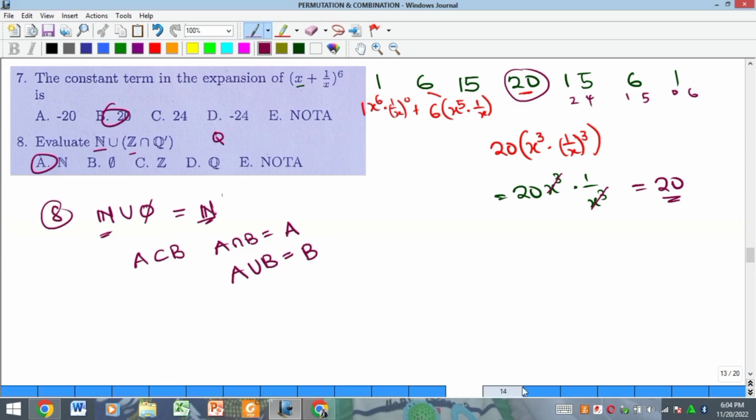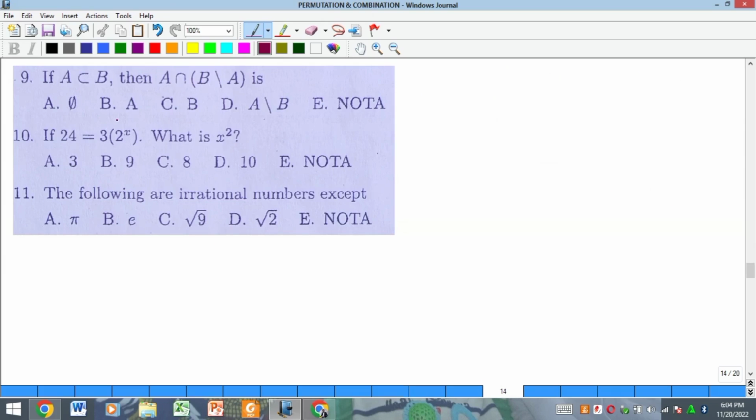So we go to the next number, which is 9. The same thing we are going to apply here for number 9. Here, A is contained in B. So what is this intersection? Remember that B backslash A means B without A. That means the set of elements in B that are not in A, meaning that the elements of A will not be here at all.